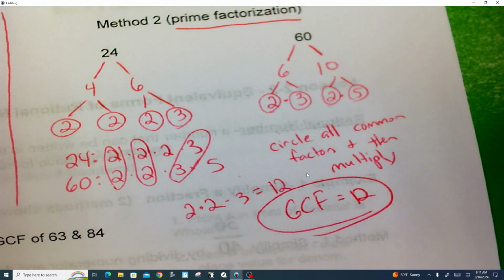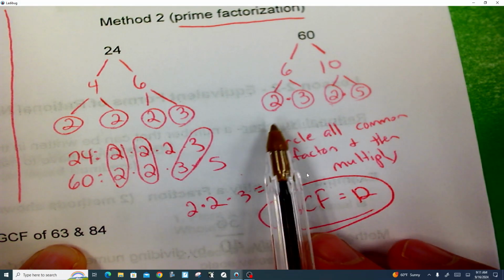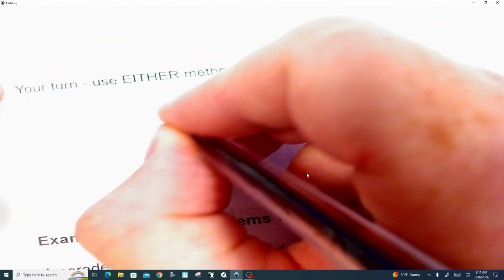Now, we're going to take a look at 63 and 84, and I want you to choose the one method that you feel most comfortable with. I'm going to use this prime factorization method right over here. Go do this right here. And in fact, you can follow along with me. I'll do this one in real time.